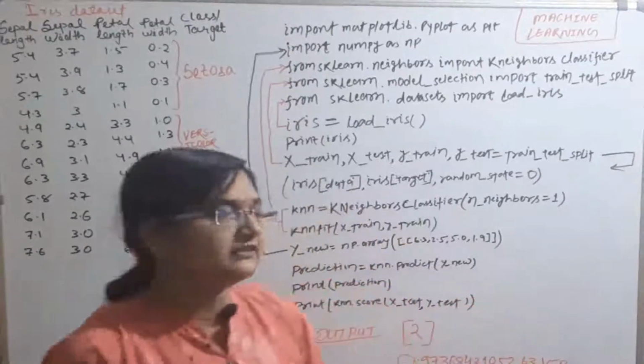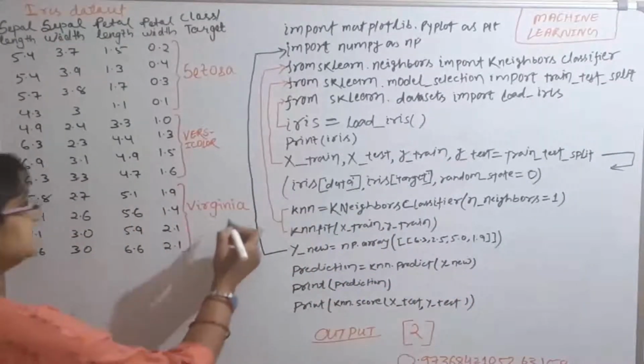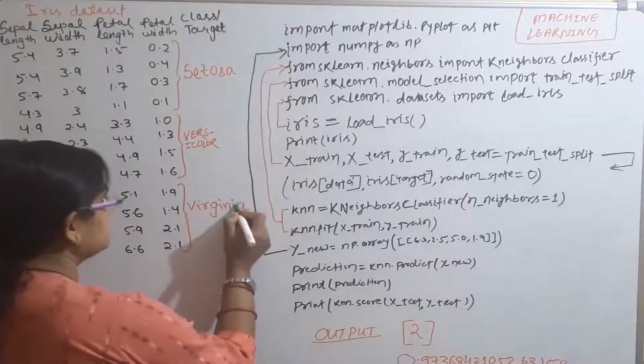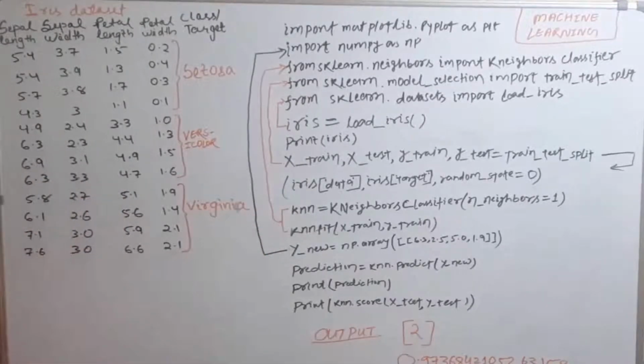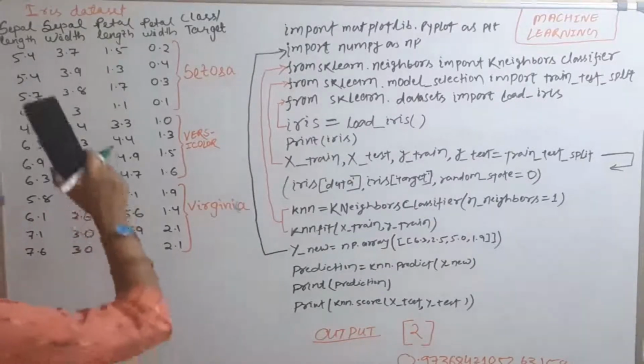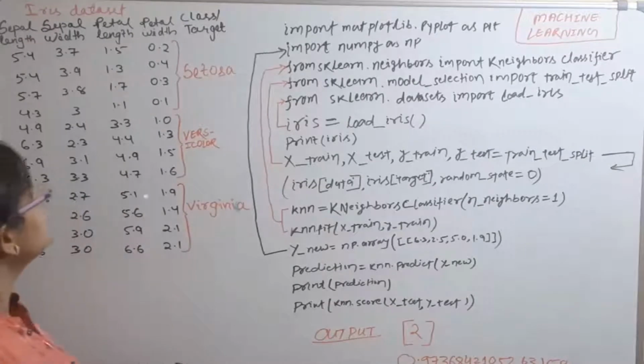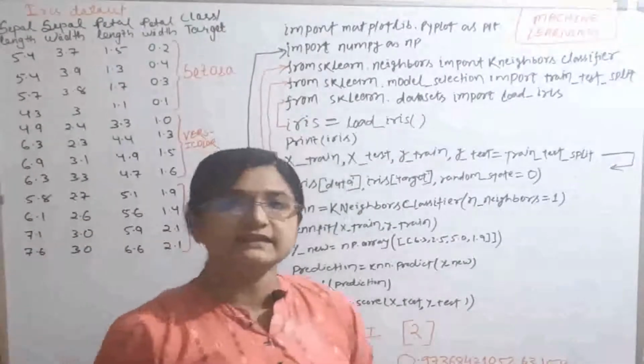Here you can see on the whiteboard, this is virginica. You can see that I have taken the iris dataset, and what features have I taken? The features I have taken are sepal length, sepal width, petal length and petal width.